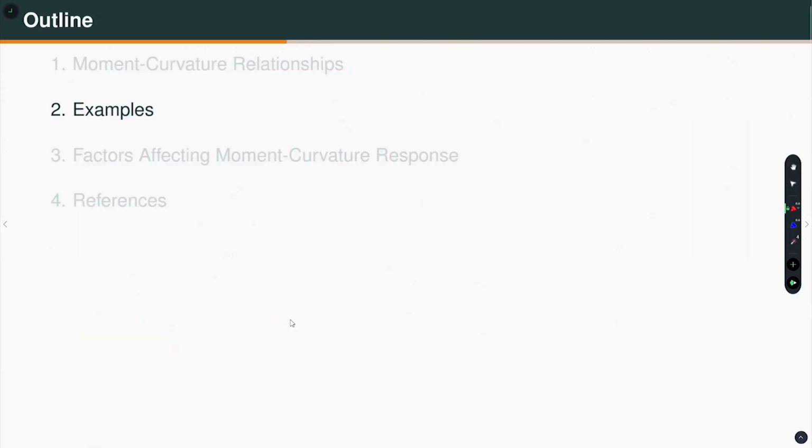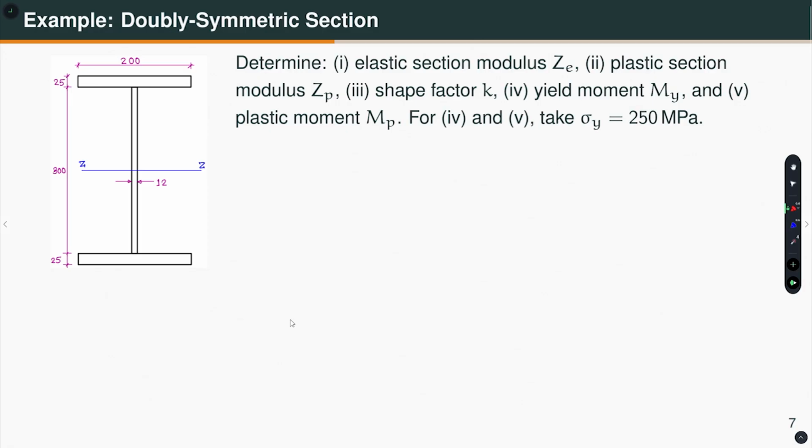So, now let me do some examples. Here I have a doubly symmetric cross section. The question is, determine the elastic section modulus Zd, the plastic section modulus Zp, the shape factor K, the yield moment My, and the plastic moment Mp.